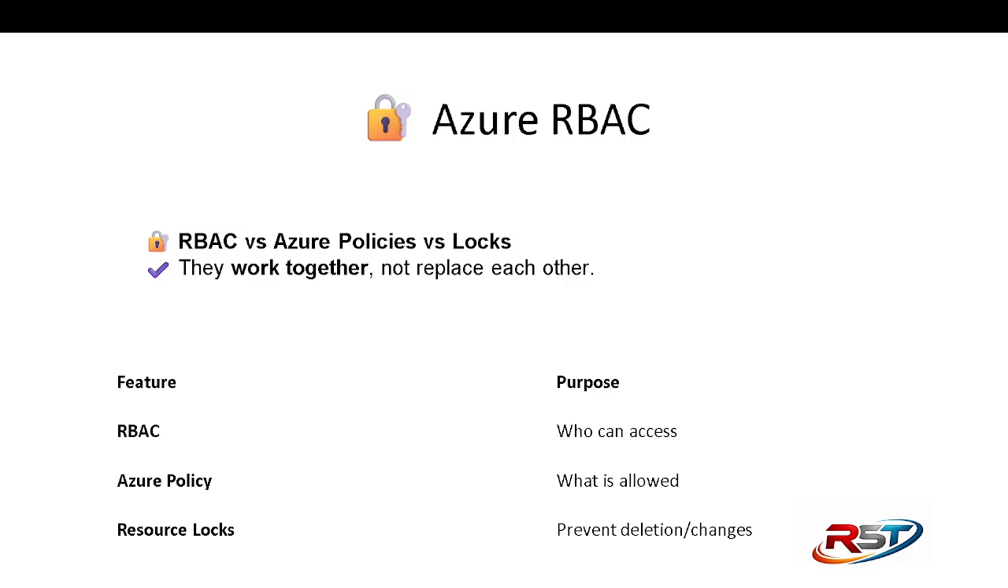So the feature is RBAC, and its purpose is who can access. RBAC is the authorization we provide: who can access what. Azure Policy: what is allowed. In the policy, we mention what is the permission allowed. Okay, and resource locks. When you lock the resource, it prevents deletion and changes. So when you enable the resource lock, it prevents deletion of that resource or change of that resource.